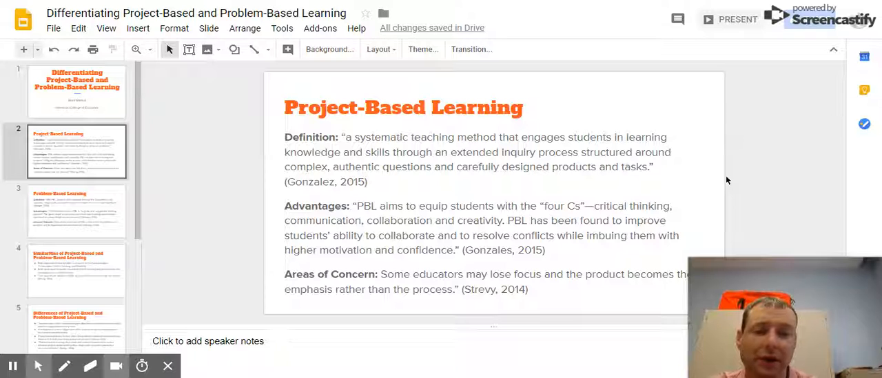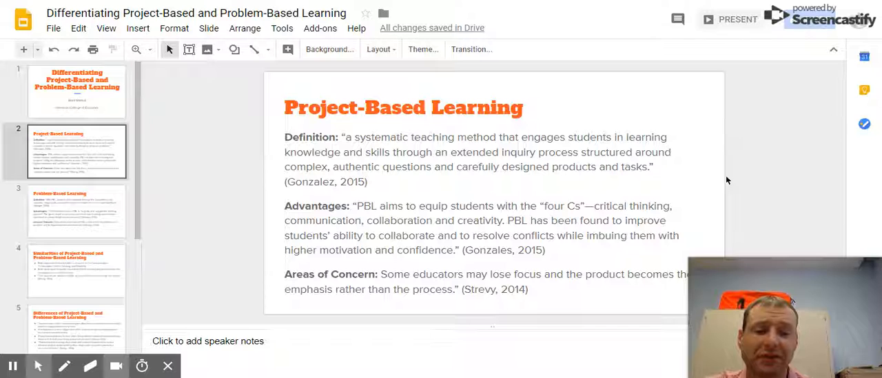I also want to incorporate some problem-based learning too. So on to the next element, some of the advantages of project-based learning that I see: it really aims to equip students with the 4 C's, which are, again, critical thinking, communication, collaboration, and creativity skills. That's a big reason why I felt the need to implement it, and I feel that's a strong aspect of project-based learning. There are some areas of concern, though, in that some educators may lose focus and the product becomes the emphasis rather than the process.